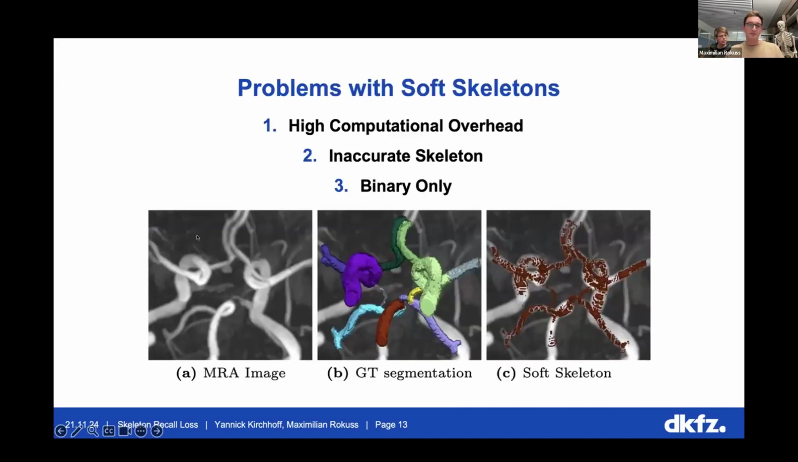Yeah. And we still identified some problems, and also the field did, which is basically that the soft skeleton they introduced also introduces an overhead, which is kind of significant, especially for 3D. The skeleton is getting inaccurate depending on the image. I mean, you see a very bad case on the right-hand side here, where this 3D structure I showed in the beginning is actually kind of jagged and does not really look like a skeleton. And it's binary only. So you don't really have the chance to do this in multi-class because it just blows your GPU. So you get out of memory really quickly.